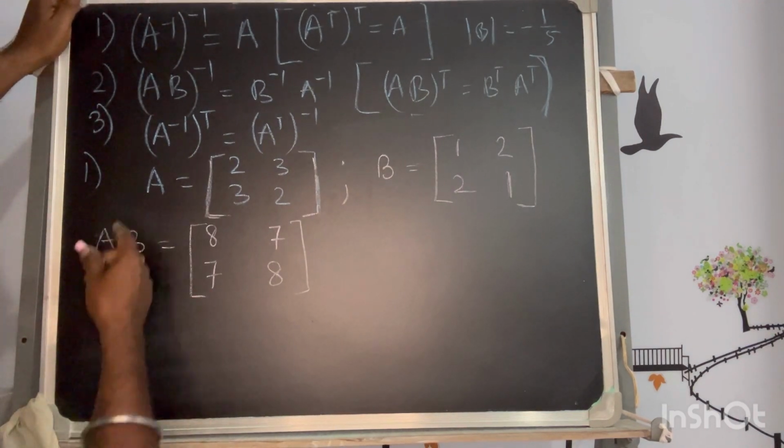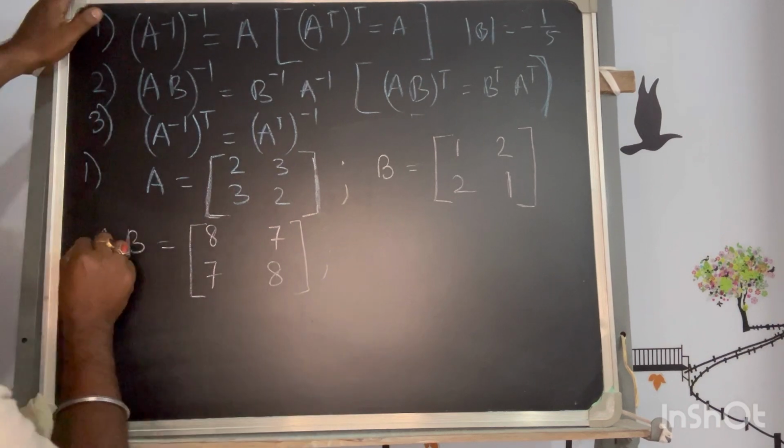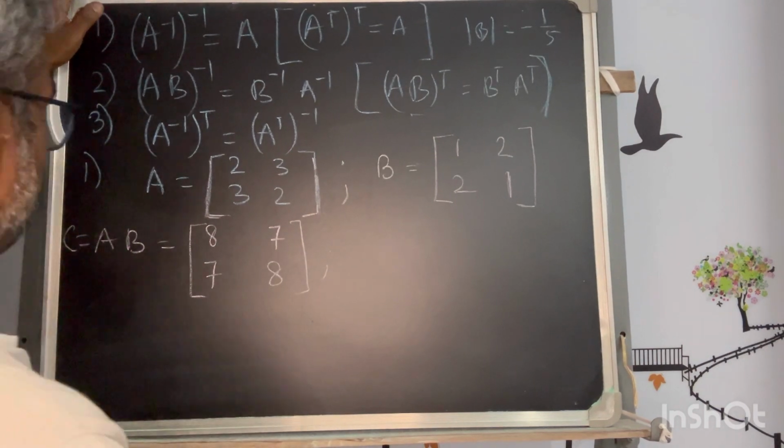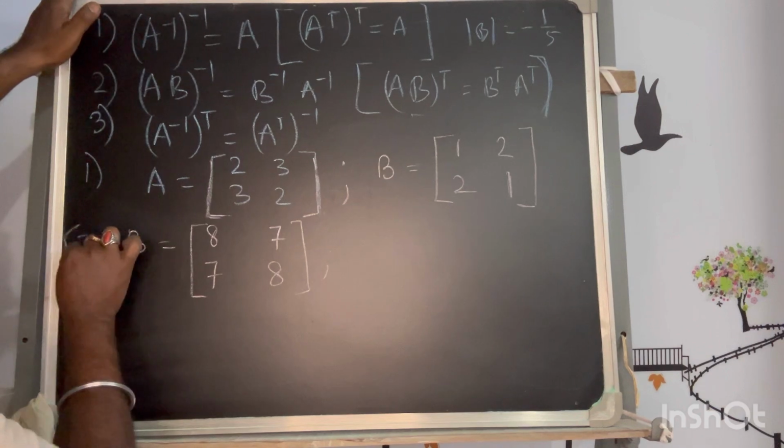So now to find AB inverse, first let me take this as equal to another matrix C.